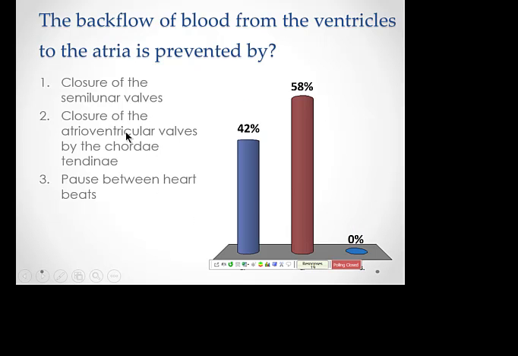Closure of the atrioventricular valves. See, you don't want blood to go from the ventricles back into the atria. You want to close the atrioventricular valves, and that's where those chordae tendineae were attached. Semilunar valves, that's why it's important to always put these other names for them, are aortic and pulmonary. If that closes, you just prevent blood from coming back into the ventricles, okay? You need to close the atrioventricular valves off.